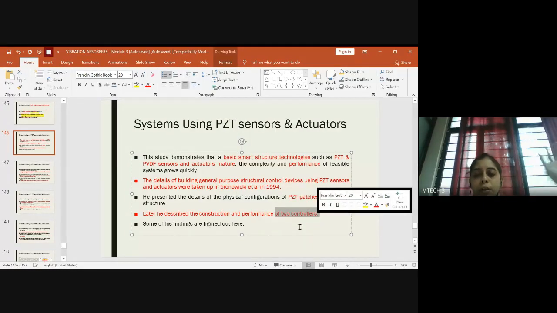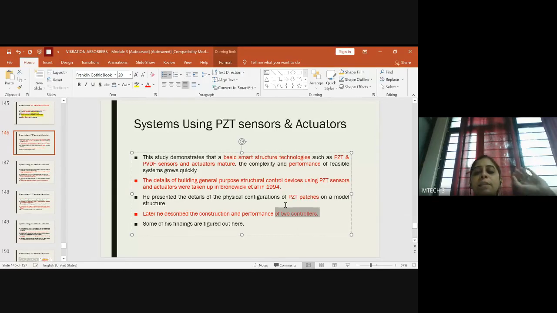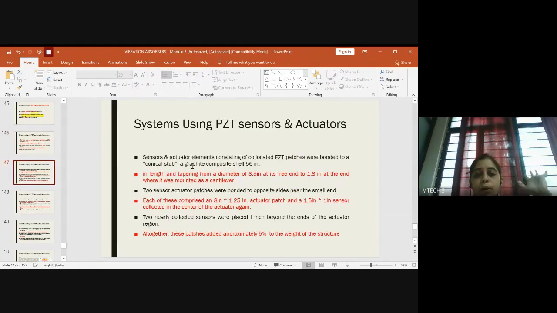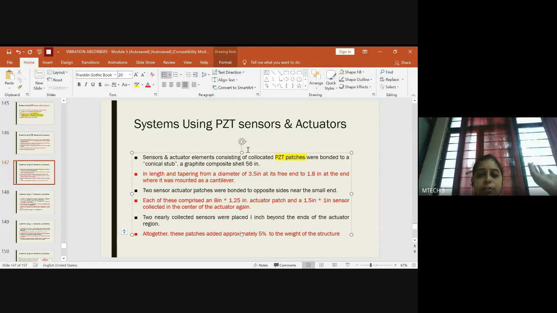One controller for the required measurement and the other controller in order to omit the disturbances or the noise which is coming into the picture. So he also told the same things. Some of the findings he concluded are mentioned over here. What he told is that the sensors and actuators he used mainly consisted of PZT patches, wherein Finfield did not take PZT patches, he took the help of PZT patches, both in the case of sensors and actuators.